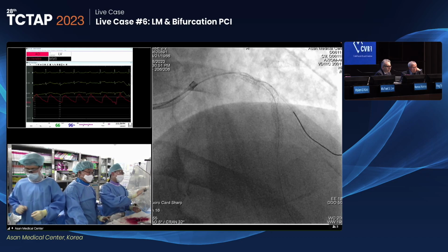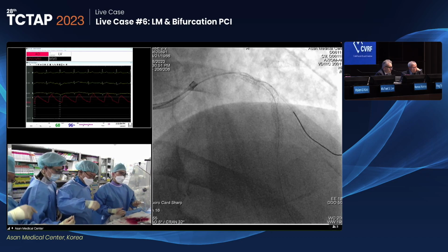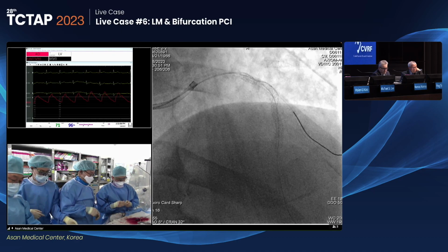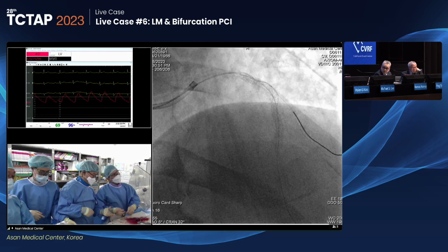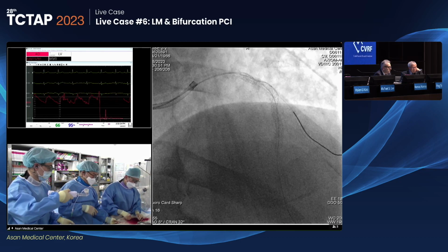Actually, in this usual situation, we would change the guiding, as Dr. Colombo recommended, to make another angle. It works and the NC easily passes. But the patient had left main disease, and I do not want that. So I will use another weapon, a balloon in a softer way.